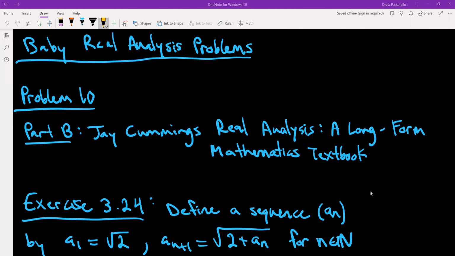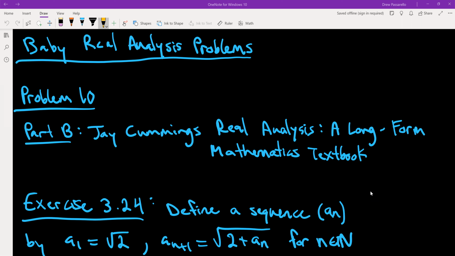All right, so this is part B to problem 10 for the behavioral analysis problems. I did part A in the previous video where I proved that a sequence was monotone and bounded, which implied that it converges by the monotone convergence theorem. And then we found the value for the limit using the Inf Tail Theorem. And so we're going to do the same process for this problem, which comes from Cummings' textbook.